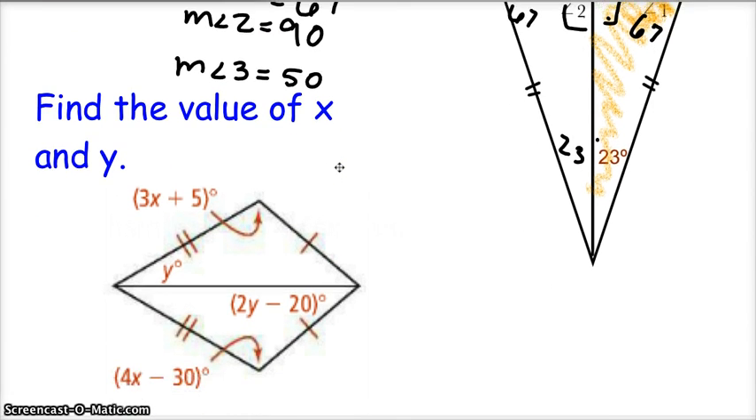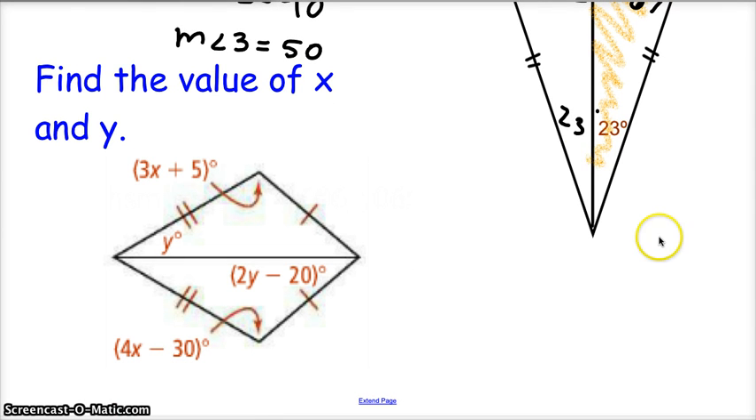This next one says, find the value of x and y. It's a kite because of the markings, the two distinct sets of congruent sides. So this is that long diagonal. So this angle and this angle are the ones that are going to be congruent. 3x plus 5 equals 4x minus 30. Think about why you know they're congruent.